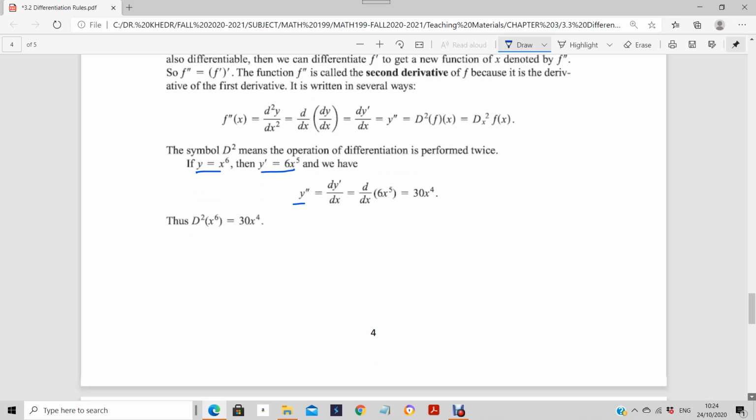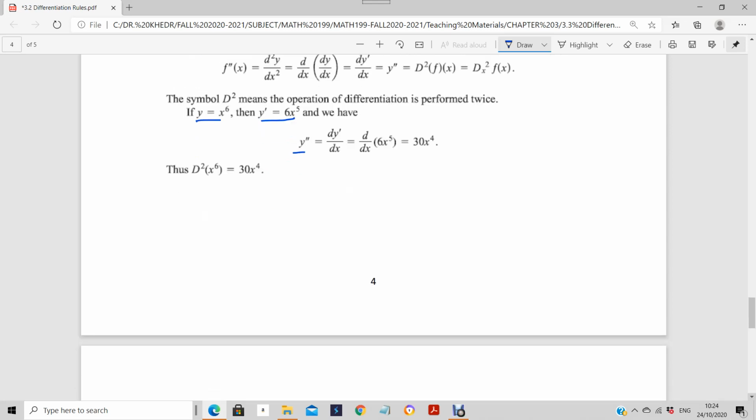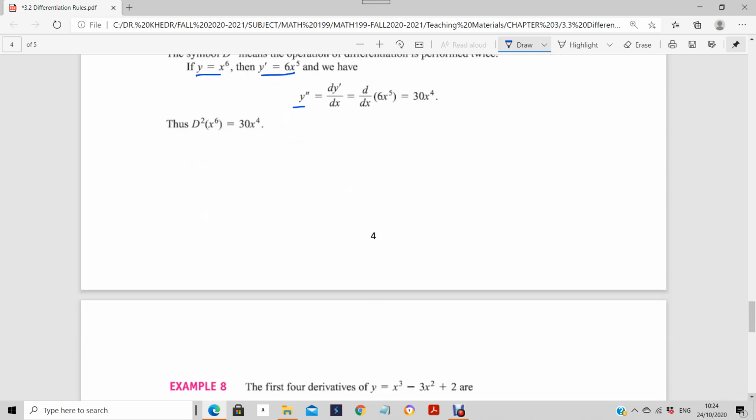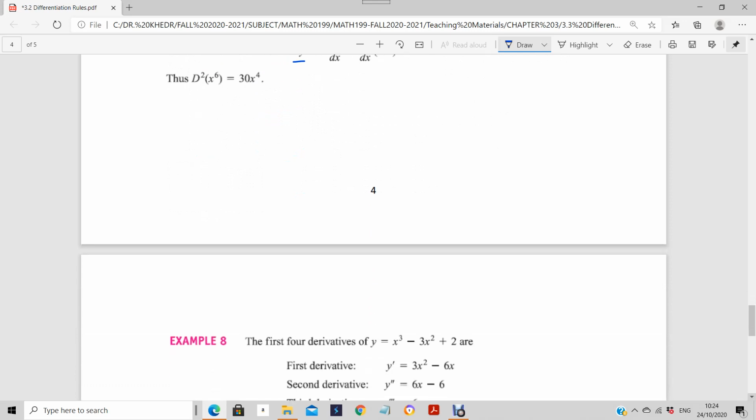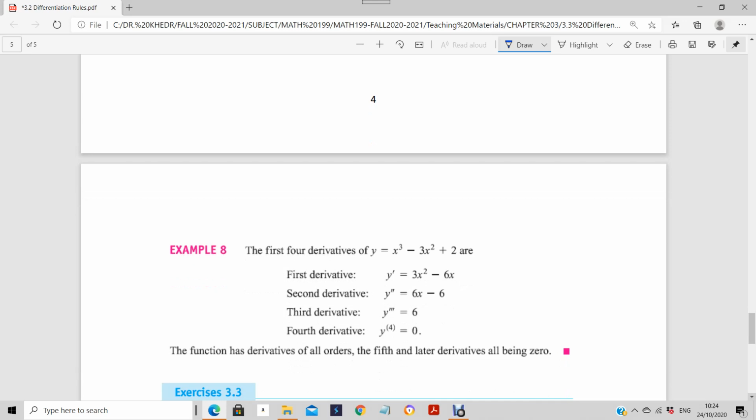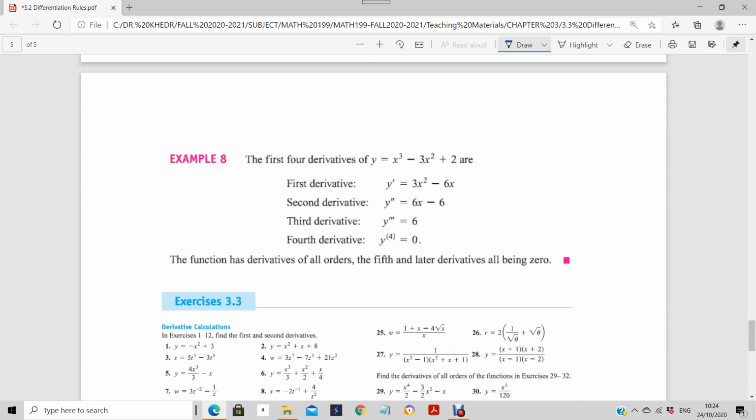So there are some functions that you can continue differentiating, sometimes unlimited times, sometimes until you reach a zero value. Like this example, y equals x to the power of 3 minus 3x squared plus 2. Always the polynomial function can be differentiated many times. So the first derivative of this function will be 3x squared minus 6x. The second derivative will be 6x minus 6. The third derivative will be 6, and the fourth derivative will be 0.